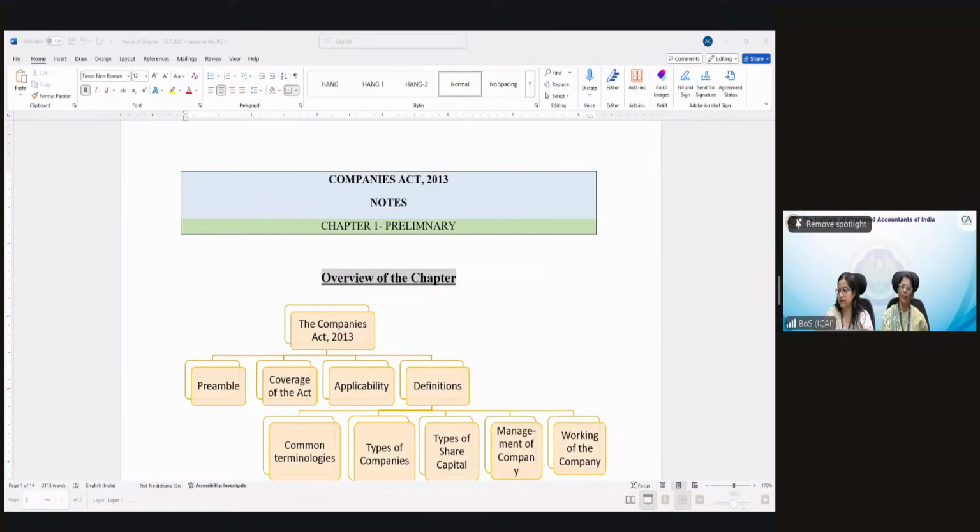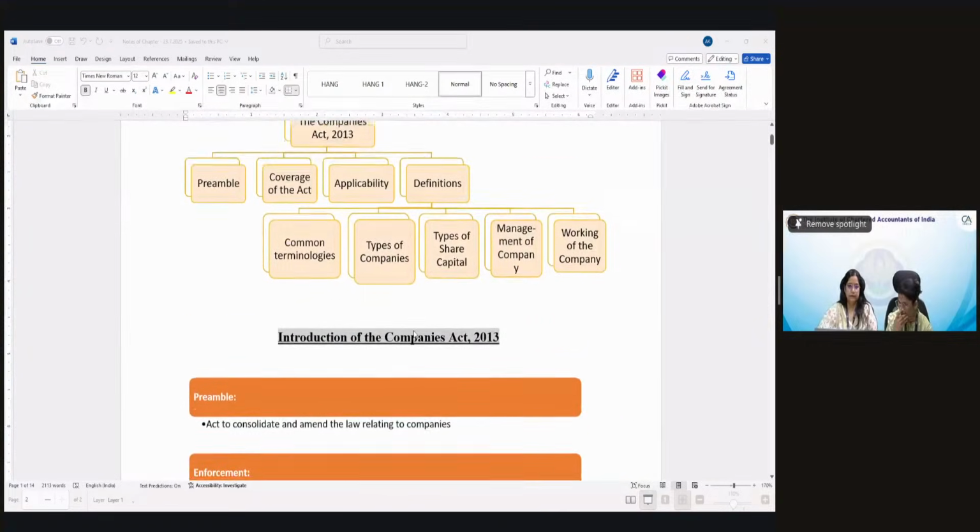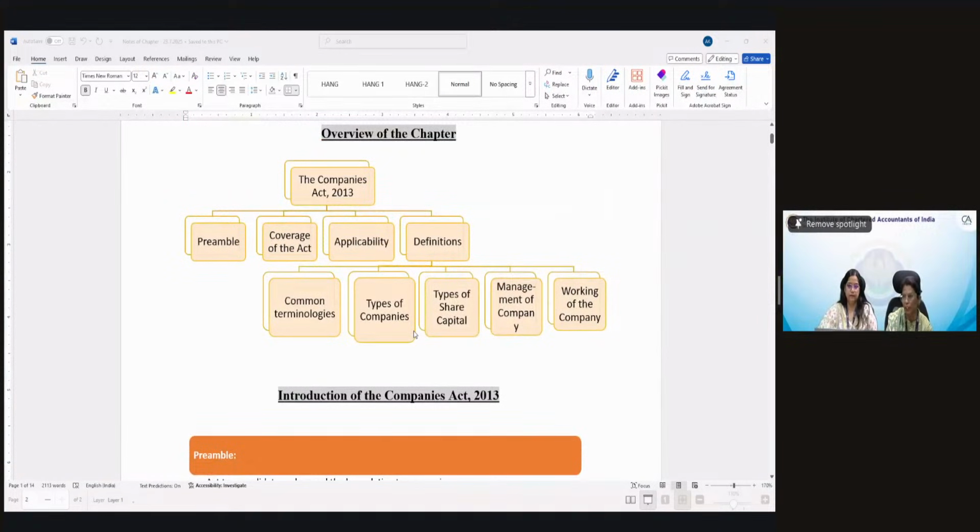As I already said, this is the coverage of the topic. We will also be discussing the extent and the commencement date, plus the applicability, that is, on whom the Companies Act is applied, and also the relevant definitions, as already told. But before this, there is one term used over here, the preamble.